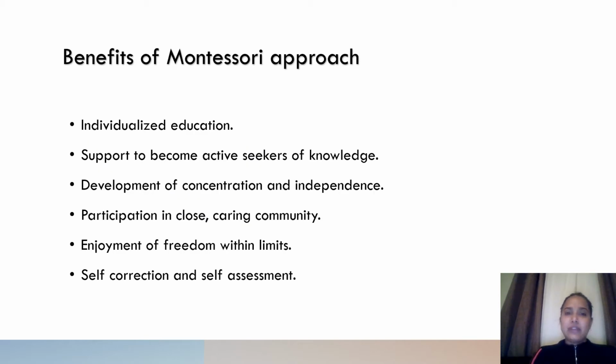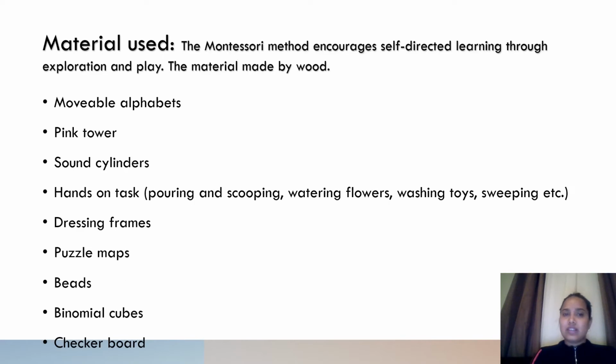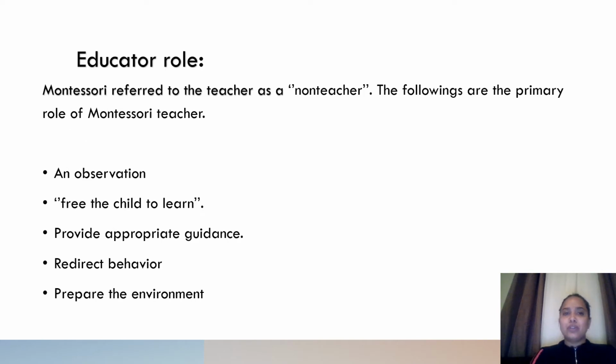There are many benefits of the Montessori approach. The first one is the assessment. The materials used in the Montessori approach are usually made of wood, and there are different types of material like movable alphabets, pink towers, sound cylinders, hands-on tasks which include pouring, scooping, watering flowers, washing toys and sweeping, then dressing frames, puzzle maps, beads, binomial cubes and checkerboard. These are the materials which are used in the Montessori approach.